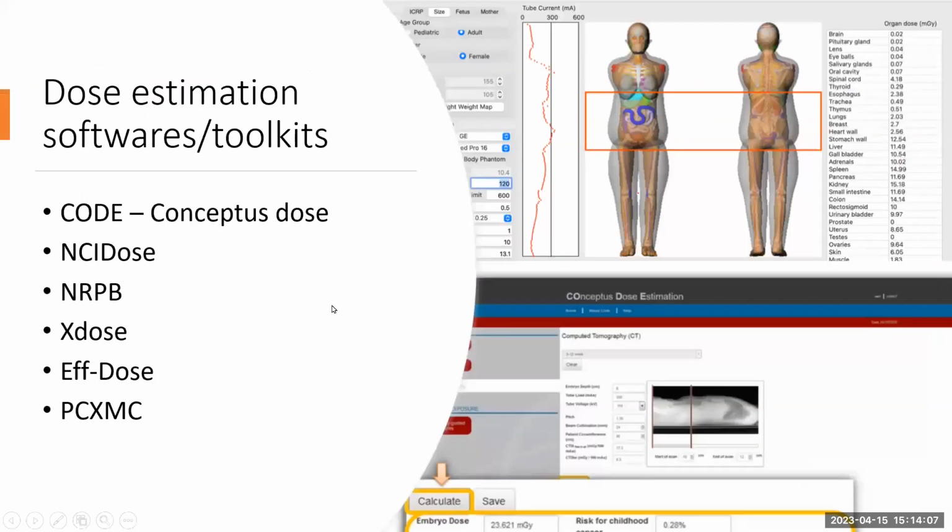There are also estimation software and toolkits, such as CODE, that are useful to estimate dose to the fetus, NCI dose, NRPB, and various other software. Some of them are free, some not, but if you have some of these software and toolkits on hand, that can be really handy because you may not have to measure the dose, but can actually do a fairly good estimation using these software.